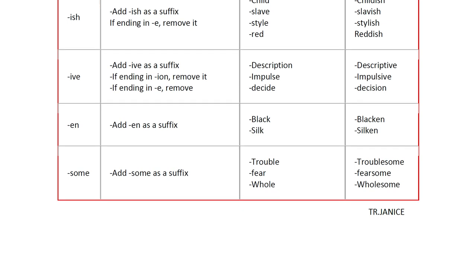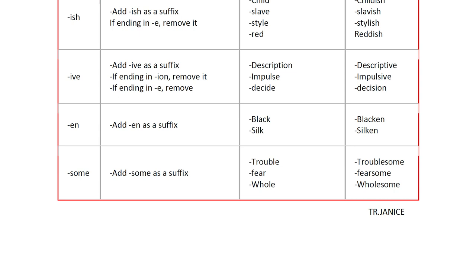IVE. IVE as a suffix, if it's ending with ION, remove it, and if it's ending with E also, remove it. So description, descriptive, impulse, impulsive, decide, decision. The last one especially is quite different, so you can underline it. Decide becomes decision. Okay. Adding en: black, blacken, silk, silken. It's not very difficult because you just have to add en and make no other changes.